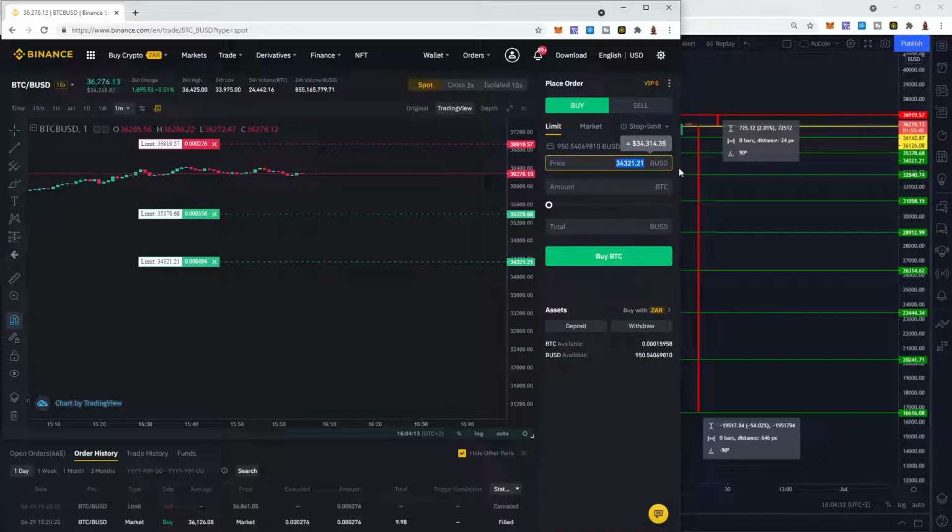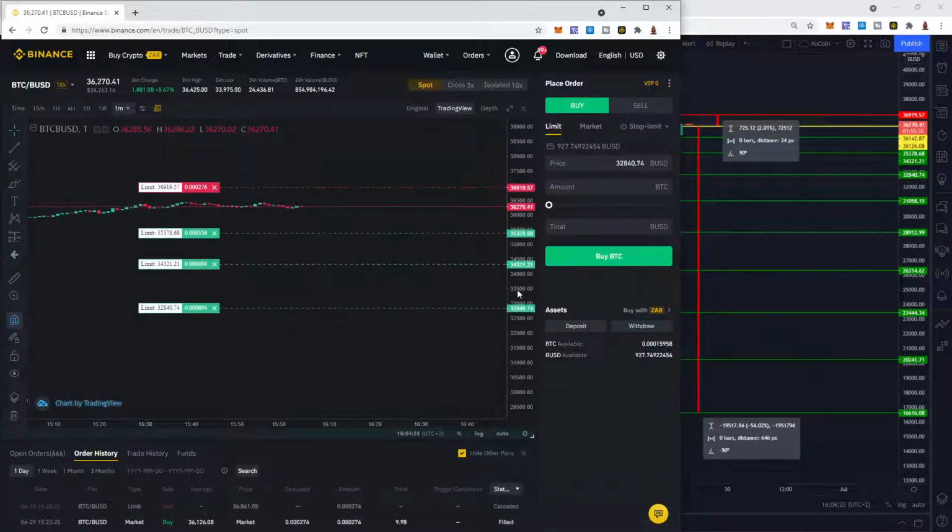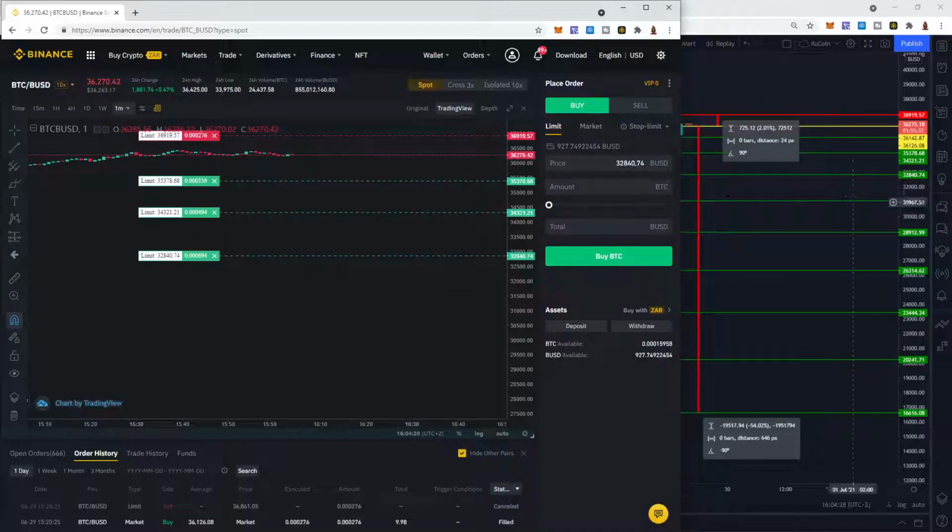Then we have 32840.74. The trade size is 22.81. And after that, we got 31058.15. Yes, I do know a lot will be saying I'm stacking down very far, which I don't mind, because if the market does drop a lot, I'll have orders down below ready to catch them.